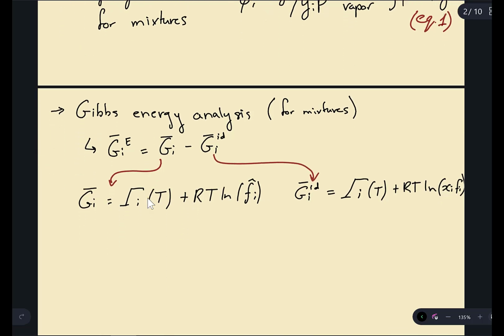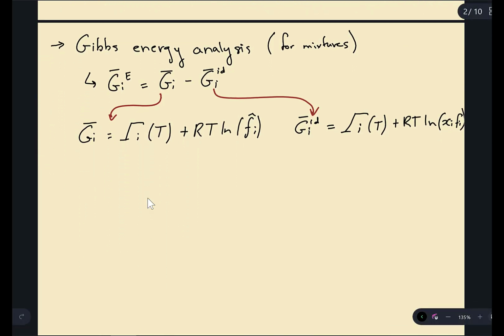We're going to start off with Gibbs energy analysis for mixtures. Here we're going to see the excess Gibbs energy for the mixture. This is the partial Gibbs energy for the mixture, which is the real, actual partial Gibbs energy. And then here we have the ideal solution. We saw from last class the ideal solution model and how the excess property correlates with the actual property of the system.